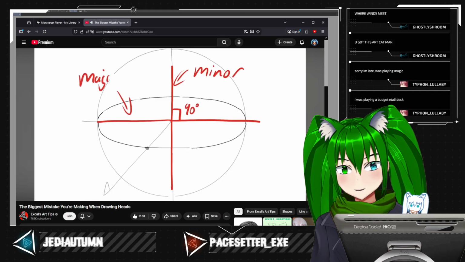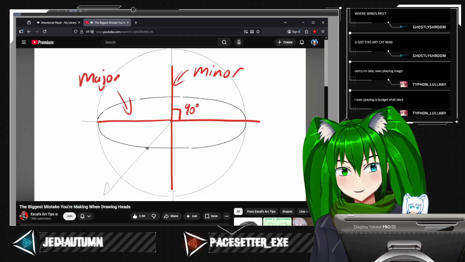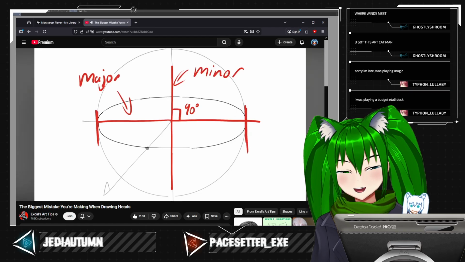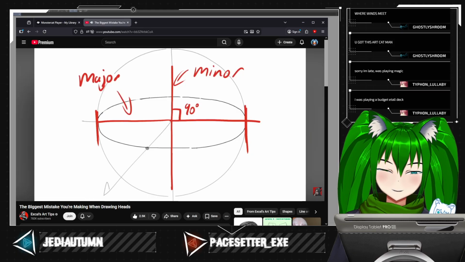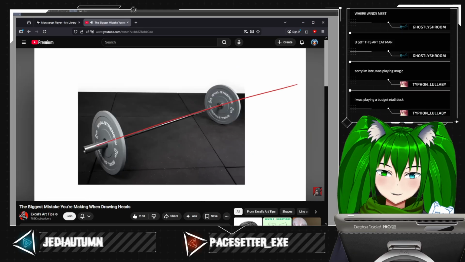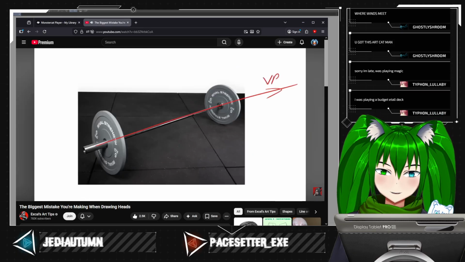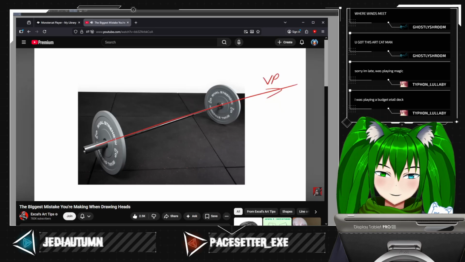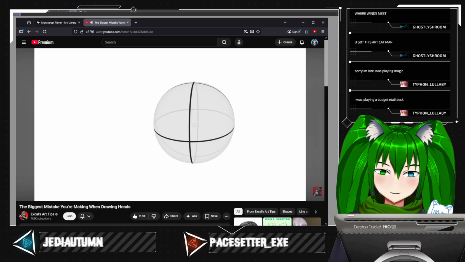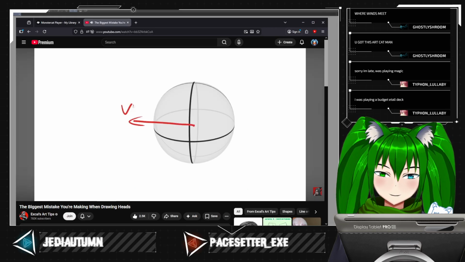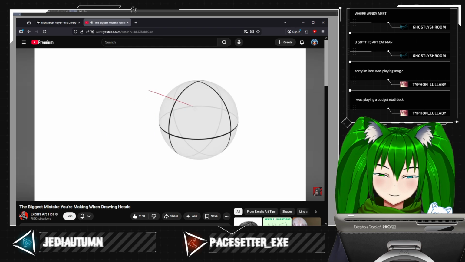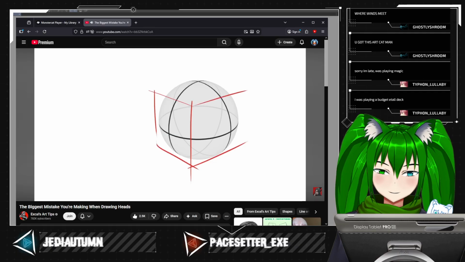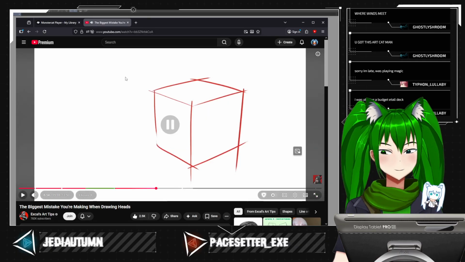So again, with the horizontal ellipse, we have the minor axis, which was the vertical line that we drew in the sphere, and then its major axis is the horizontal line, because as you can see, it's at 90 degrees to that minor axis. On the other hand, the minor axis of the vertical ellipse is a line going to a vanishing point, and the angle of this line depends on how the sphere is rotated. And to be able to figure that out, you need to think about it in terms of a box instead of a sphere.